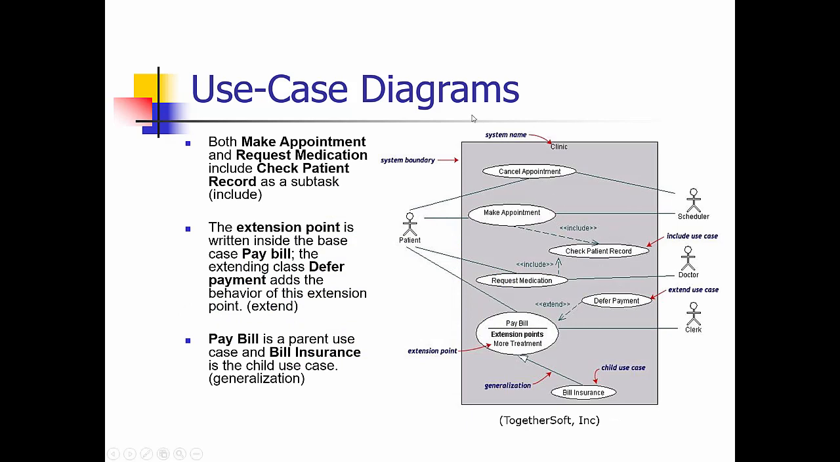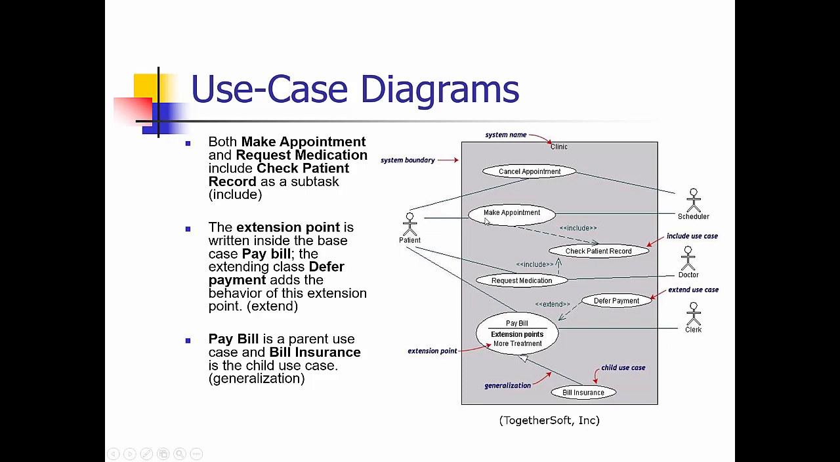Here's kind of a busy use case diagram. Here's the make appointment part, request medication, and check patient record. So these are the three main use cases: make appointment, check patient record, request medication. This is the system inside the boundary, and we're calling the system, the use case system, clinic. We have four actors: patient, scheduler, doctor, and clerk. They interact with functionality in a different way.